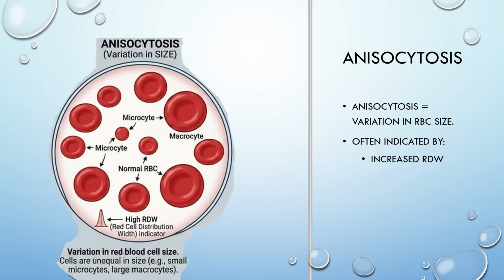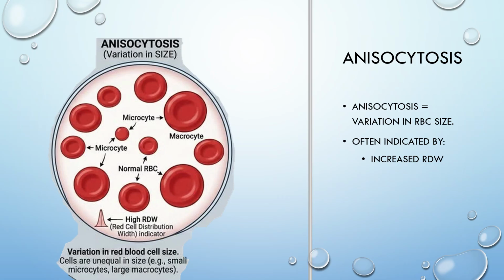Now that we've discussed the major red blood cell size categories, we need to talk about something you will encounter very frequently when reviewing smears: anisocytosis. Anisocytosis simply means variation in red blood cell size. Instead of seeing a population where most red blood cells look roughly the same size, you'll see a mixture. Some small cells, some larger, and some within the normal range.